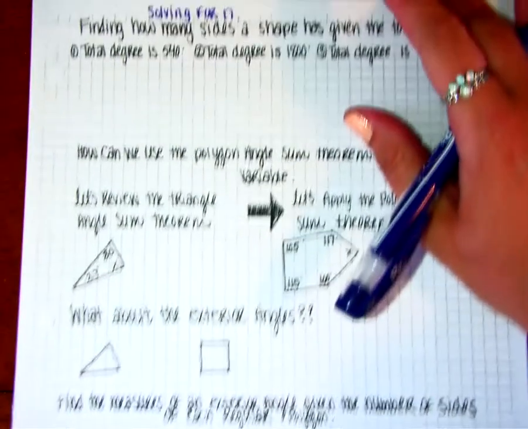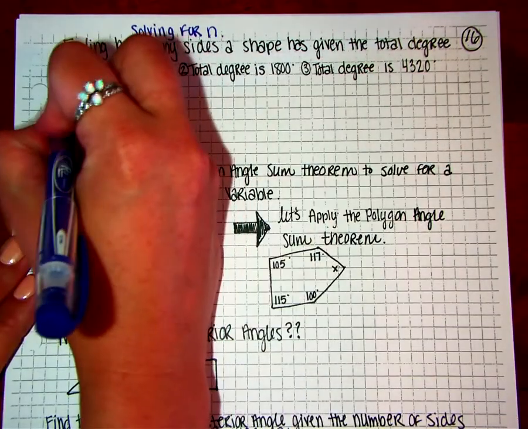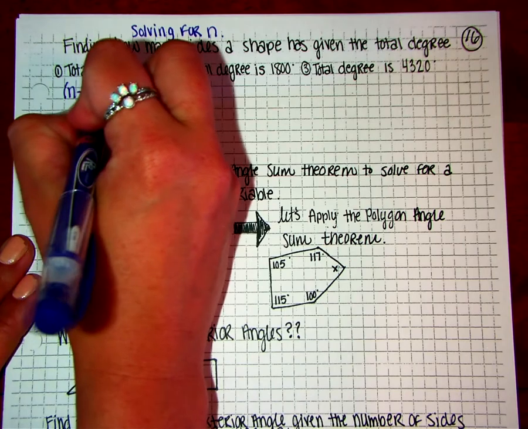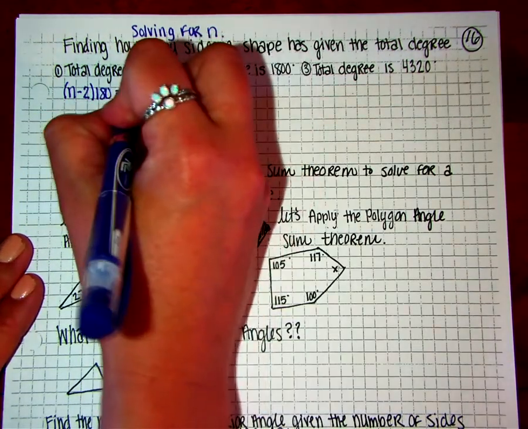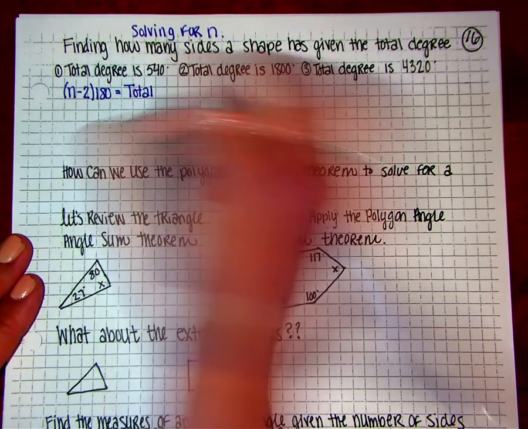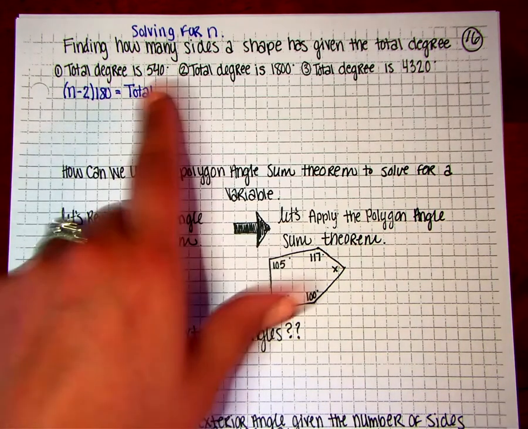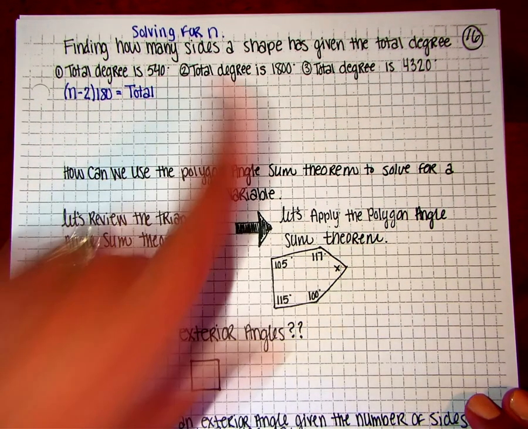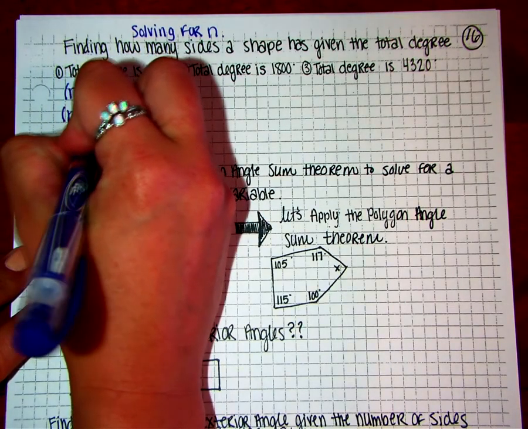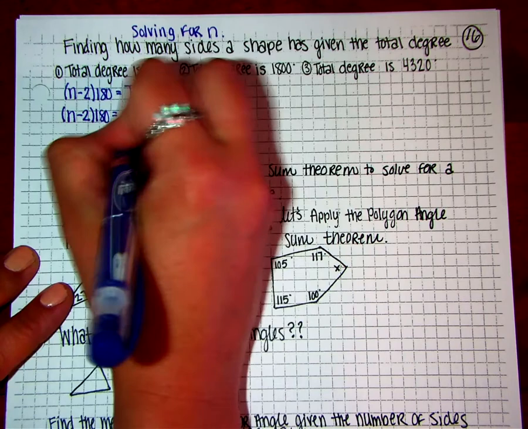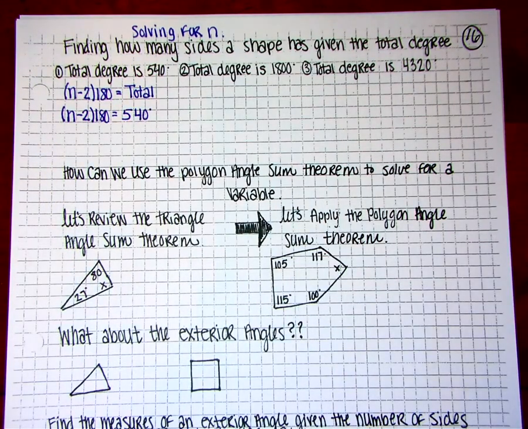So we're using the same formula, n minus 2 times 180. But now it's actually going to give you a total degree. So let's utilize this. It says the total degree is 540. How many sides is this shape going to have? So what you're going to do is n minus 2 times 180 equals my total. How many sides does a shape have if it totals 540 degrees?